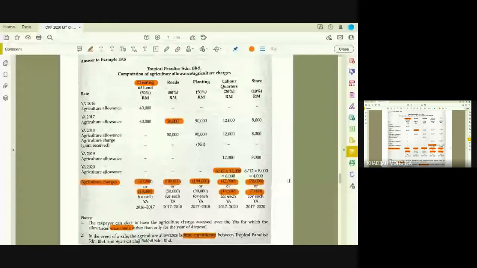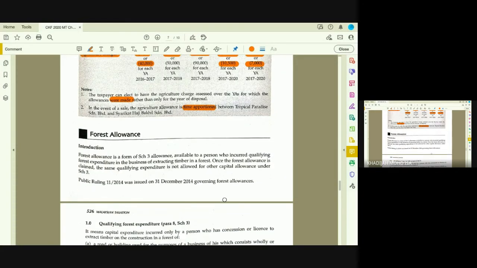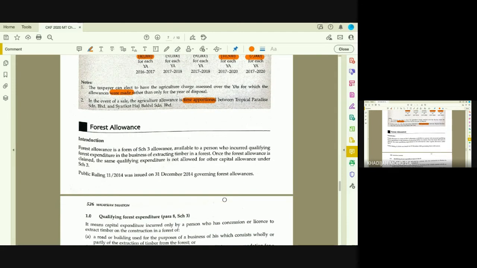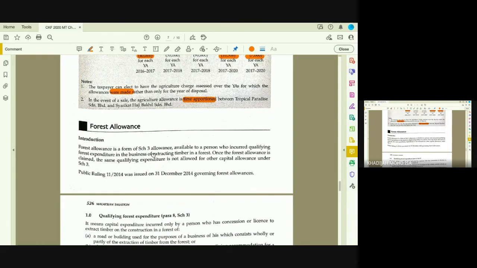Alright. Okay, the next topic is what we call a forest allowance. This is additional allowance given for those in the forest industry. Forest allowance is a form of Schedule 3 allowance. So you have your initial industrial building allowance, you have agriculture allowance, and now you have the forest allowance. It is available to a person who incurred qualifying forest expenditure in the business of extracting timber in a forest. So you must be in this business, extracting timber in the forest.